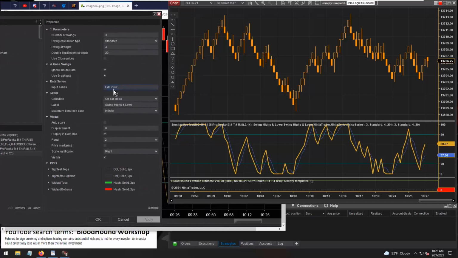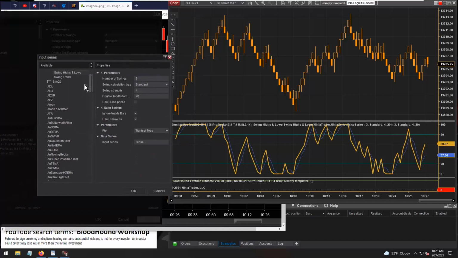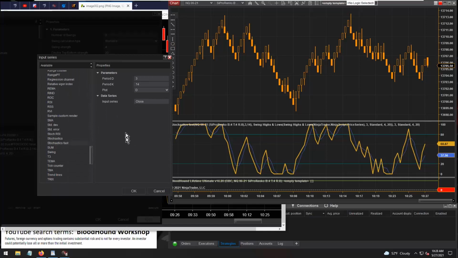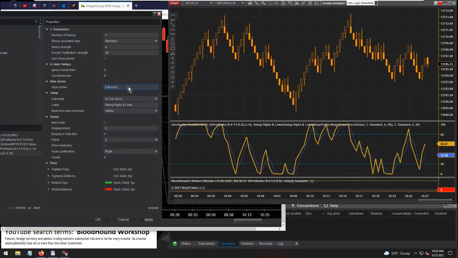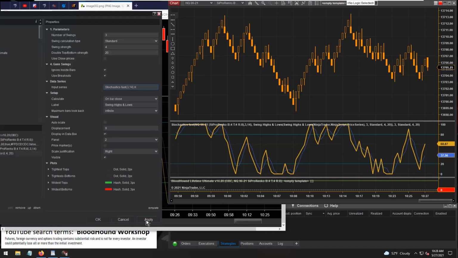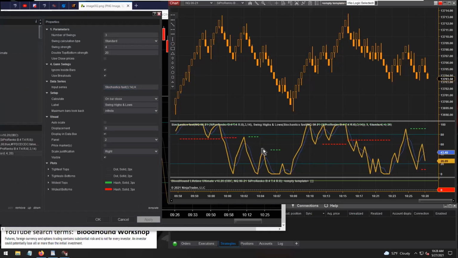Oops, I fed the swing indicator into itself. All right, let me find the fast stochastics. There we go. Let's see, we're using the K plot. All right, that's better. So now we can see the swing indicator marking the high and low points.